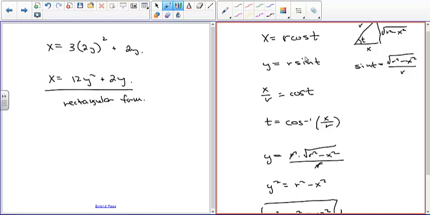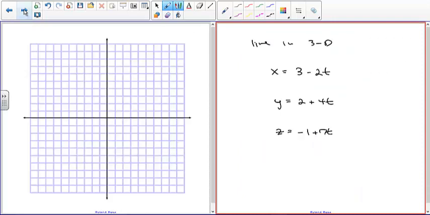I found the sine of t, not t directly. So we really didn't need to do that. We just needed to take this definition and define our triangle so that we could find the sine of t to substitute. So that's called eliminating the parameter. You can always rewrite it.